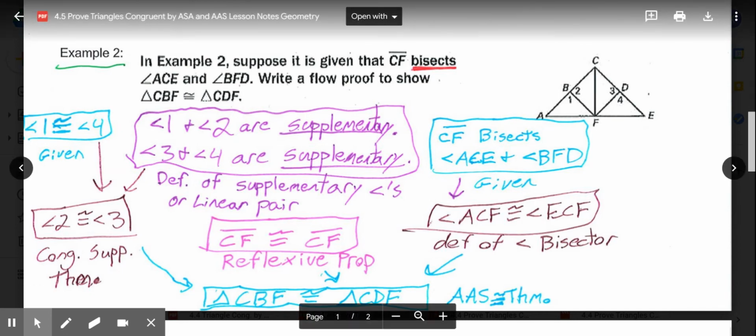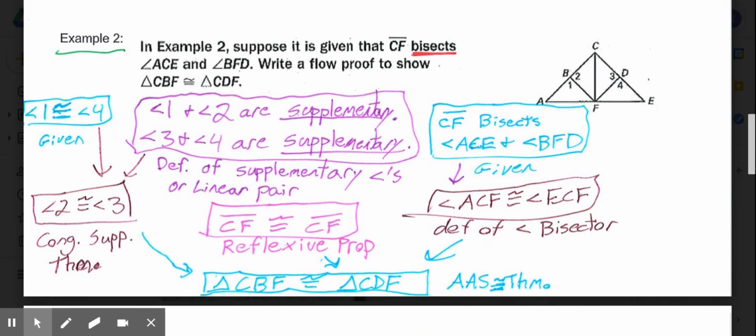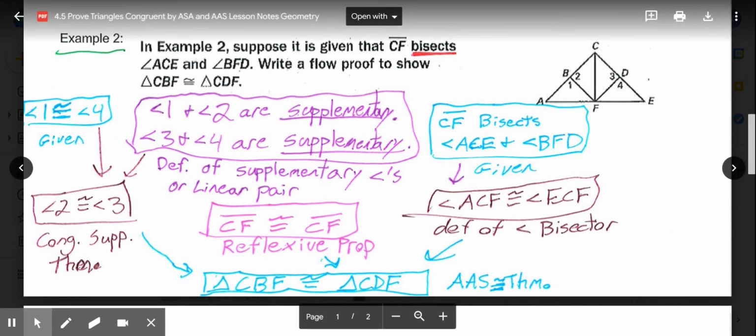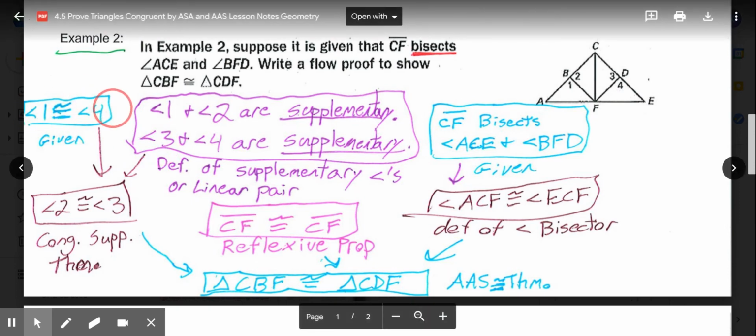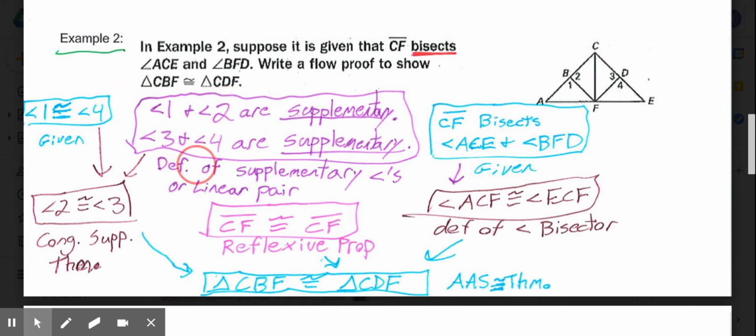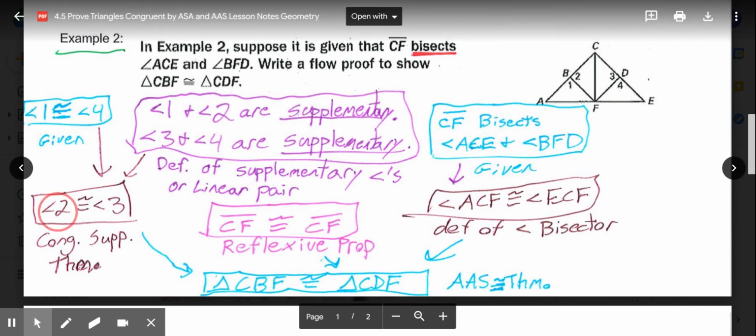So if I knew 1 is congruent to 4, and I know that 1 and 2 are supplementary and 3 and 4 are supplementary, I can use the congruent supplement theorem to say that 2 is congruent to 3. Because if 1 and 4 are the same, and 1 is supplementary to 2, 3 is supplementary to 4, using the congruent supplement theorem, that tells me angle 2 is congruent to angle 3.